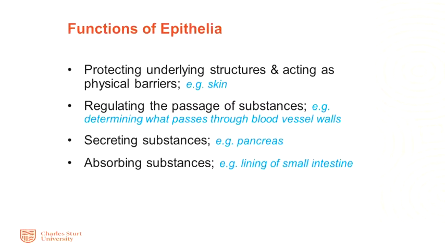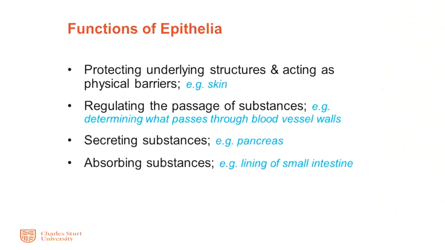Okay, so let's have a talk a little bit about the functions of epithelia. So it has a protective role. So it protects underlying structures and acts as a great physical barrier. So for example, the skin. And you often find, when you brush against something, you're going to lose some cells that are dead. But the purpose of the skin is to protect underlying tissues such as muscle tissue.